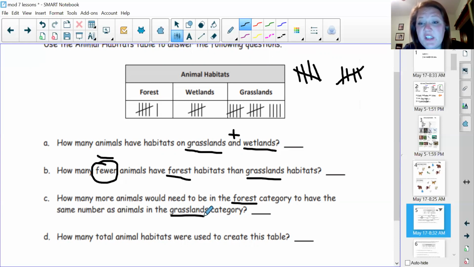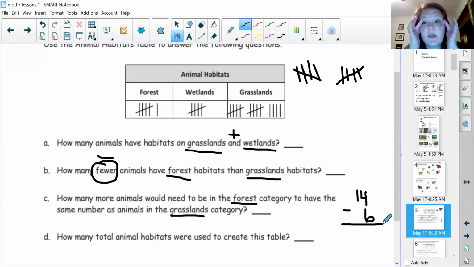So first thing I need to do is find the difference. So the grasslands has 5, 10, 11, 12, 13, 14. So that has 14. I need to figure out how many more the grassland has. And then the forest has got 5, 6. So 14 minus 6.